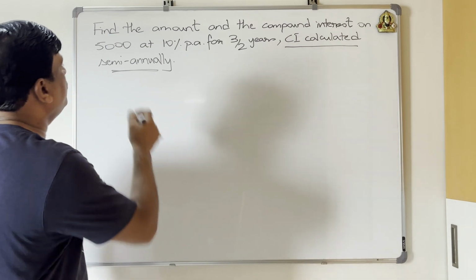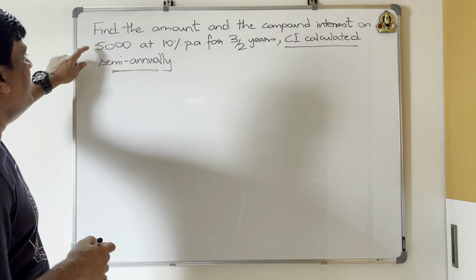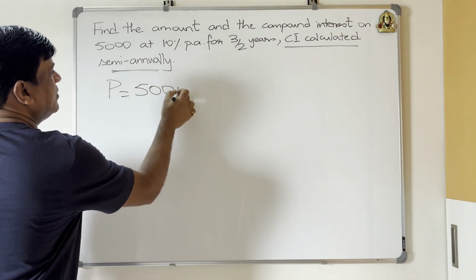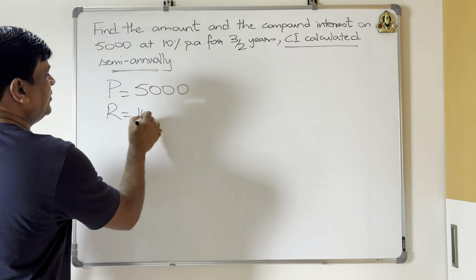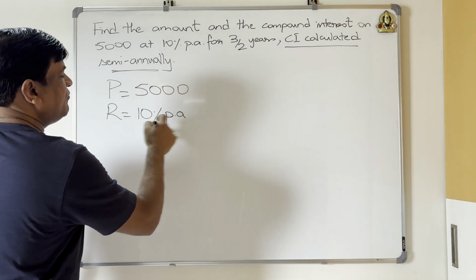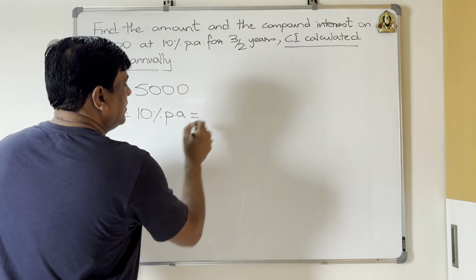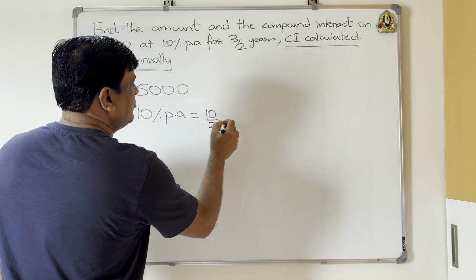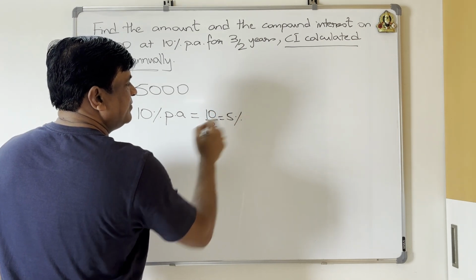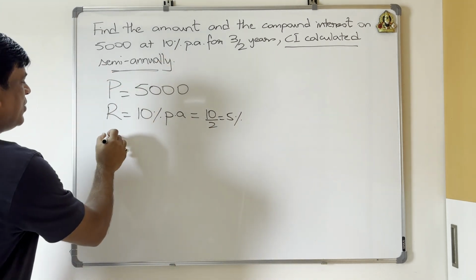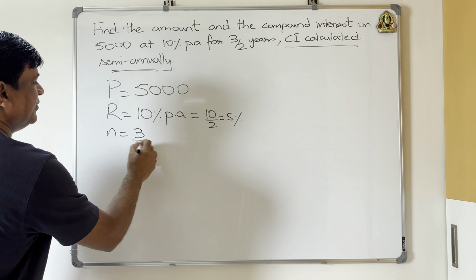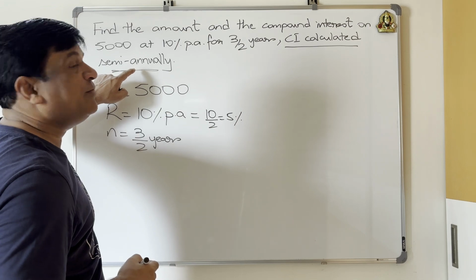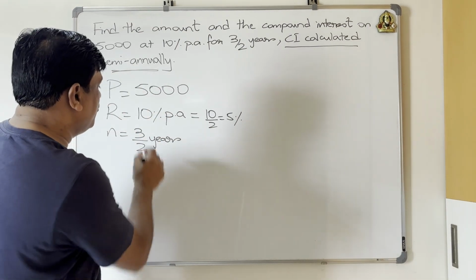Let's note down whatever data points they have given. Principal is equal to 5,000. Rate is mentioned as 10% per annum. If we want to consider this rate semi-annually, this will become 10 divided by 2, which is 5% semi-annually. And then you have the duration as 3 by 2 years. But again, it has to be calculated semi-annually. So what do I need to do over here?